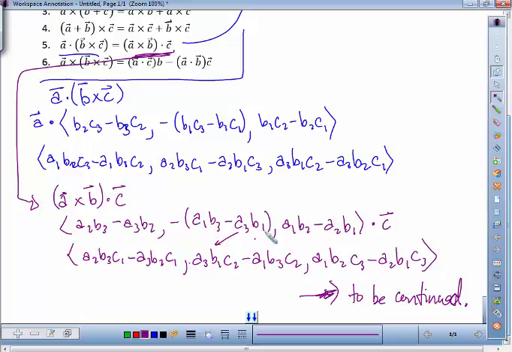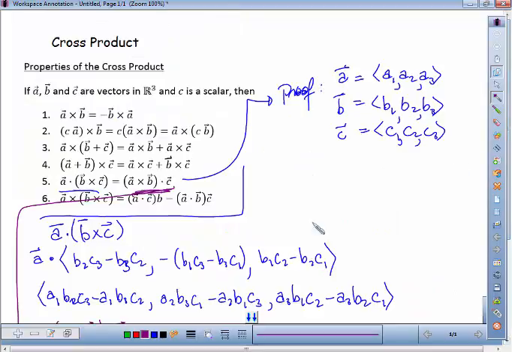All right. Well, let's move on to an application of the cross product. Did you guys do the cross product lab? Yeah.